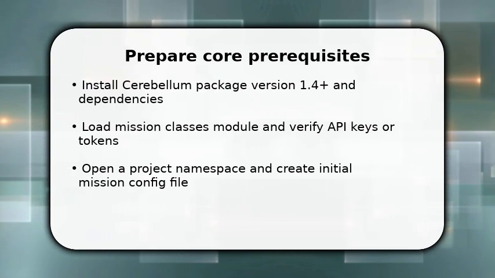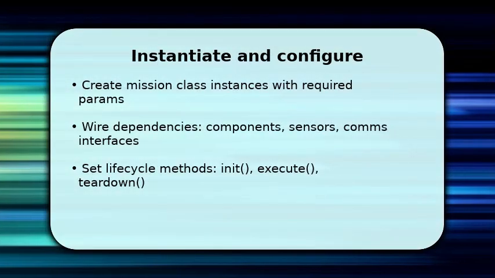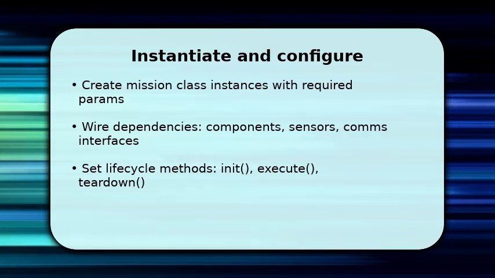You now instantiate mission classes with the required parameters, pass objective, priority, and resource caps. Then wire dependencies such as components, sensors, and communications interfaces. Using dependency injection where supported, this ensures decoupling and easier testing.